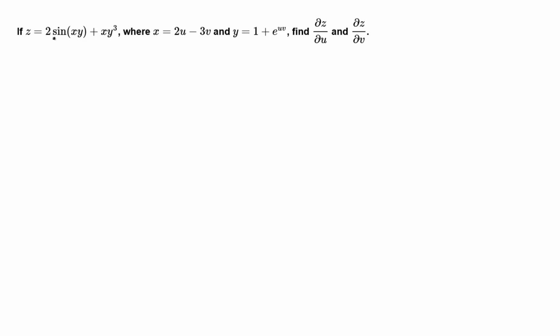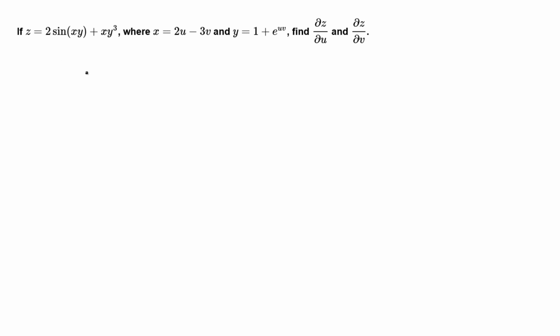If g is given by this function, where x is given by 2u minus 3v, that means x is a function of u and v, y is also a function of u and v, and g is a function of x, y. Now we need to find partial of g with respect to u and partial of g with respect to v. So let's write down the chain rule.